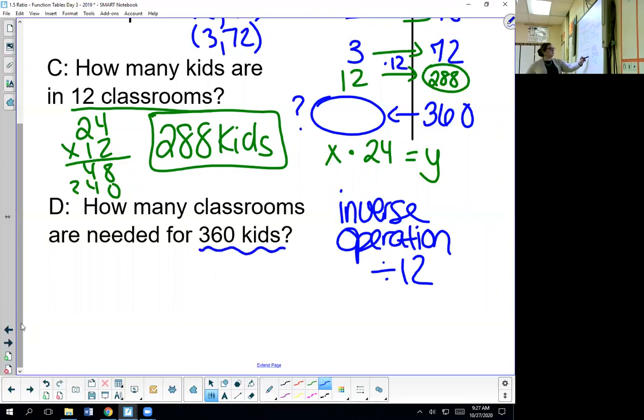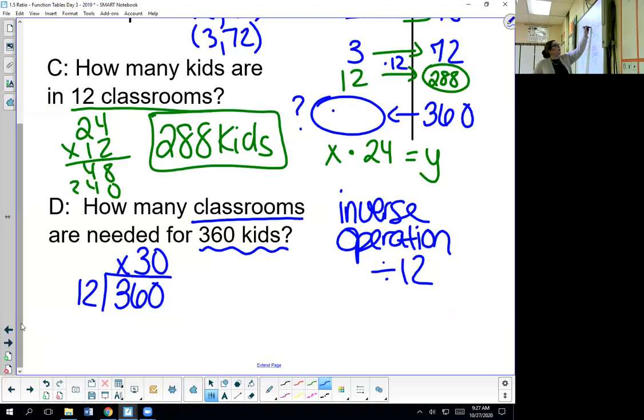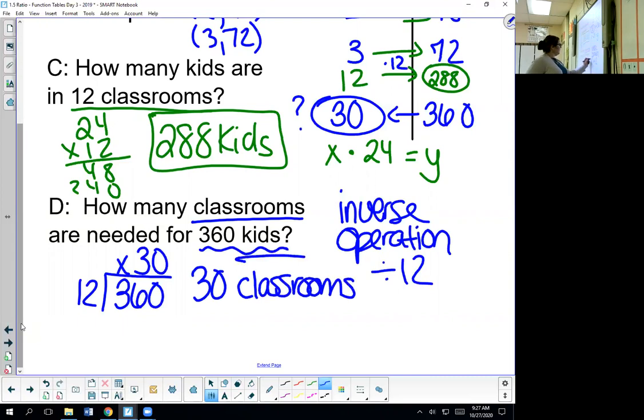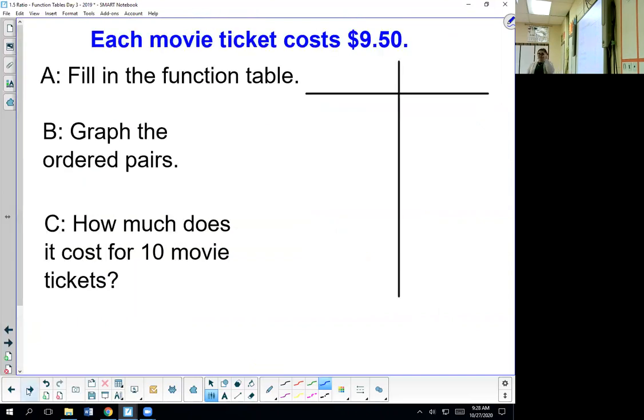So if I have 360 kids, I want to know how many classrooms I have. I'm going to take 360 divided by 12. Hopefully you can do that mentally. That would be 3 and then a 0. I would have 30 classrooms. And again, that should make sense because if you plug it back in, 30 times 12 is 360. So that works. You're using the inverse to go from your Y back to your X. Those are called inverse operations. Okay, same concept here.